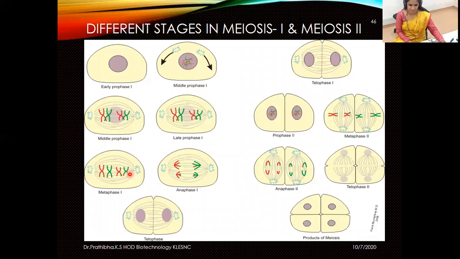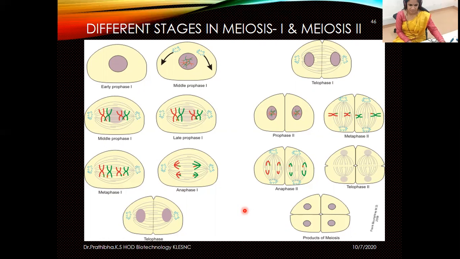Different stages in meiosis first and meiosis 2 here. This is early prophase first, then middle prophase first. Spindle formation can be seen again in the middle prophase first, then late prophase first, metaphase first, anaphase first, then telophase first, then prophase 2, metaphase 2, anaphase 2, telophase 2, and this is the product of meiosis, which is in tetrad condition. Kindly make this a pencil sketch in your notebook.